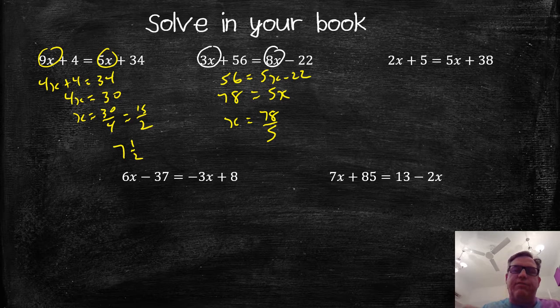If you do want to simplify it, the answer is going to be 5 times 15 is 75, so it's going to be 15 and 3/5, but it is all right to leave it as an improper fraction.